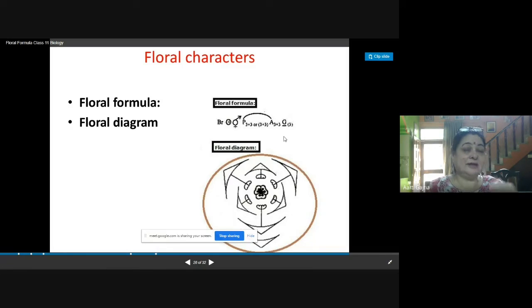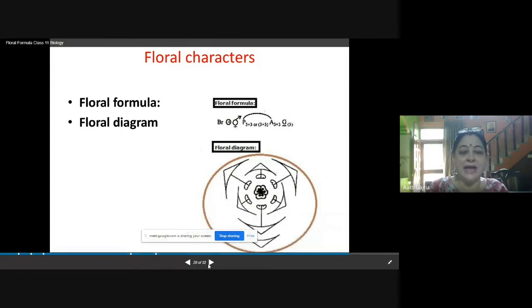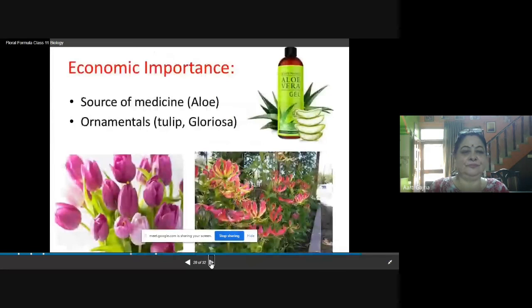Now G, and there is a line below it. That means the ovary is superior. And 3 means tricarpellary and fused. Bracket means fused. So this is the floral diagram and floral formula of family Liliaceae. This is about the floral formula and floral diagram. So now you can take any flower and draw the floral diagram and write down this formula. With the help of the formula and diagram, we will come to know about the flower.